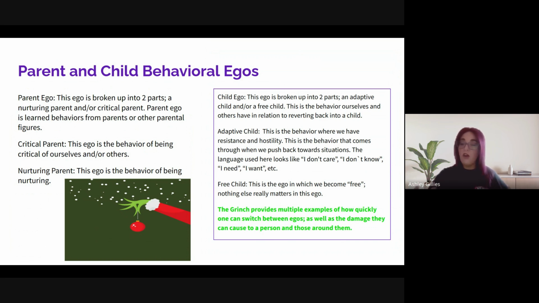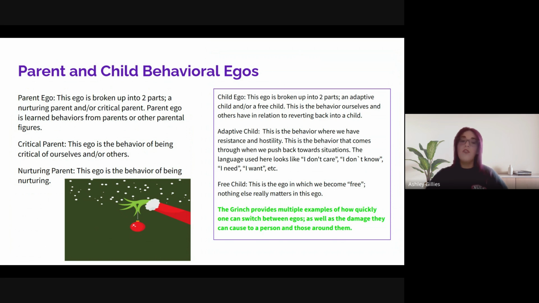We're going to break it off into 2 egos now. It is known that you have a critical parent and or a nurturing parent at some point or another. But your critical parent is exactly what it says. It's essentially critical behavior that was learned, if we were to put it in short terms. So this ego is the behavior of being critical of ourselves and or others.